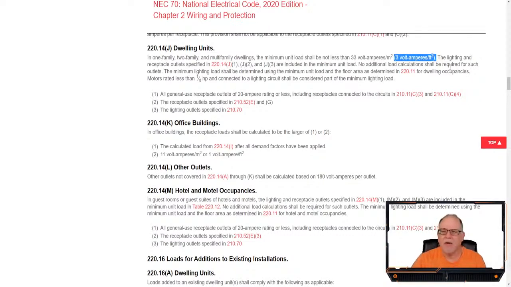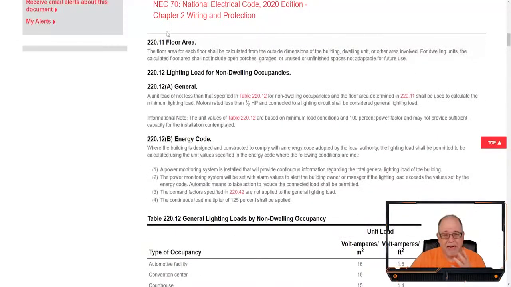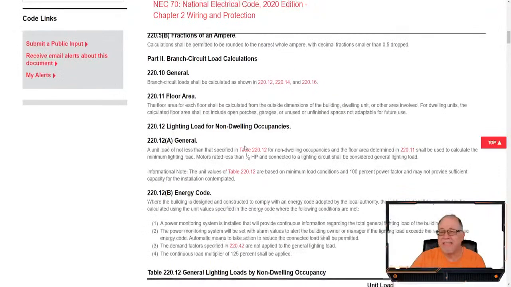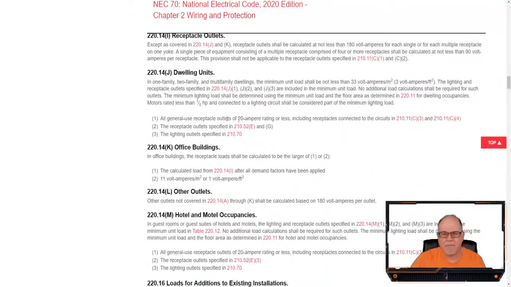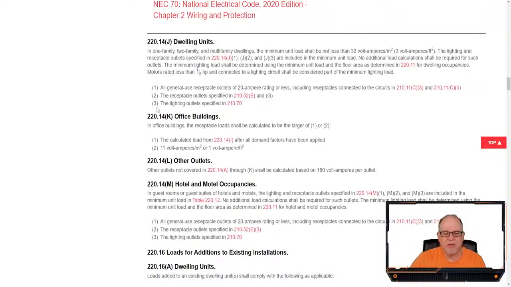Okay, now it says no additional load calculations shall be required for each outlet. We'll look at these in a second, but that's it. It says the minimum lighting load shall be determined using the minimum unit load and the floor area as determined in 220.11, which is right here. And we already did that on our previous slide. Okay, so we're good there. All right, now let's look at 1, 2, and 3 real quick. I told you I was going to give you more than you probably needed.